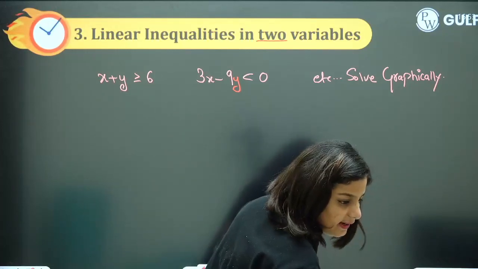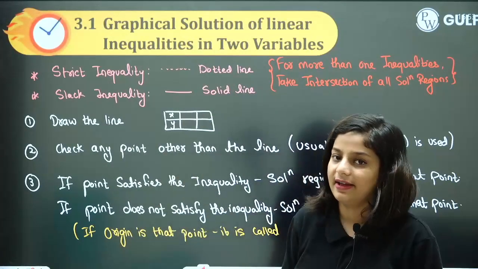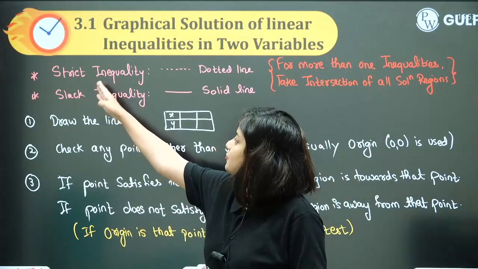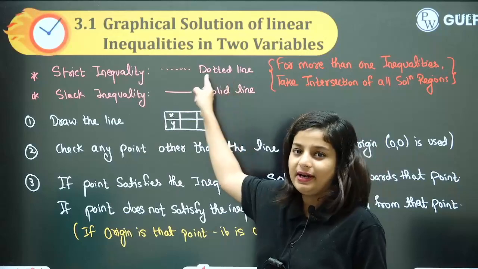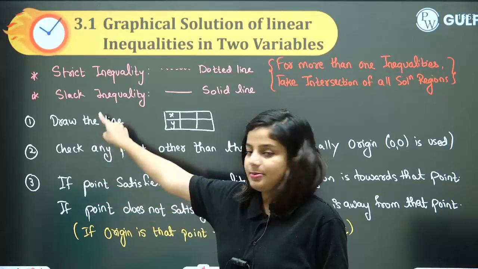Let's do this. I have written a lot here, let's look at a few rules. Strict inequality means you will draw a dotted line. Slack inequality means a solid line. You know that. So these are the steps while solving a question.